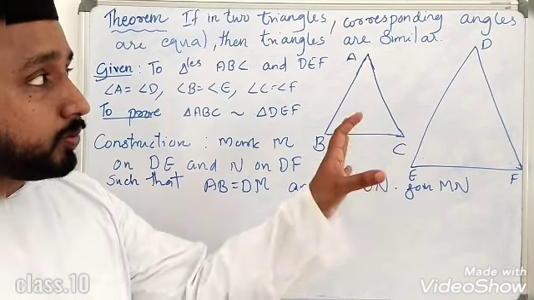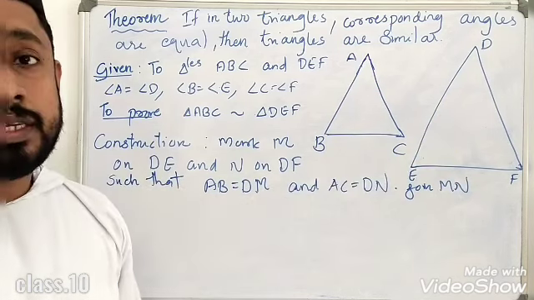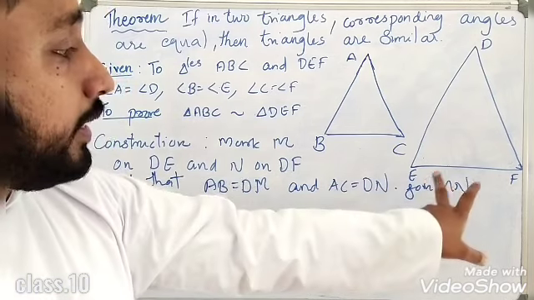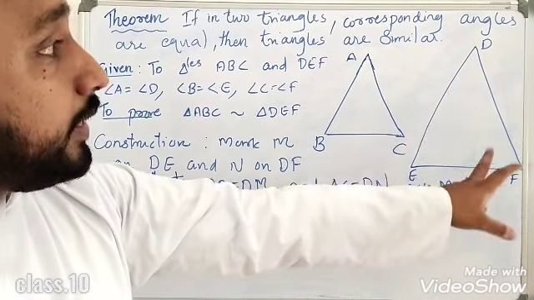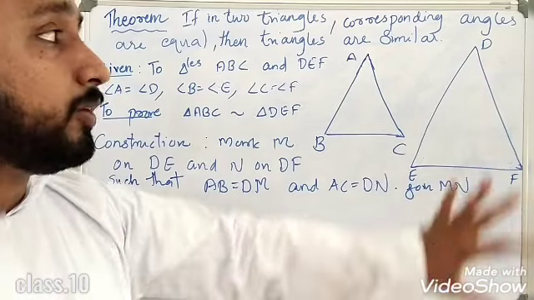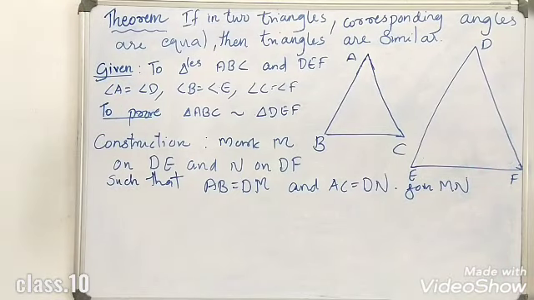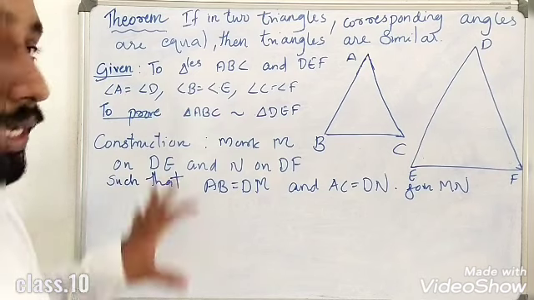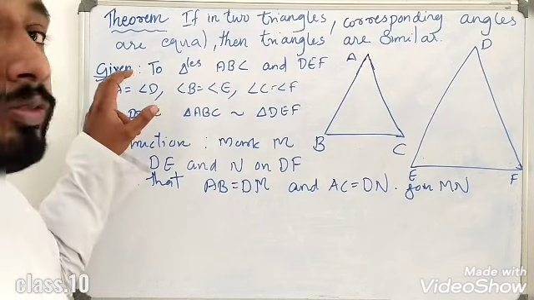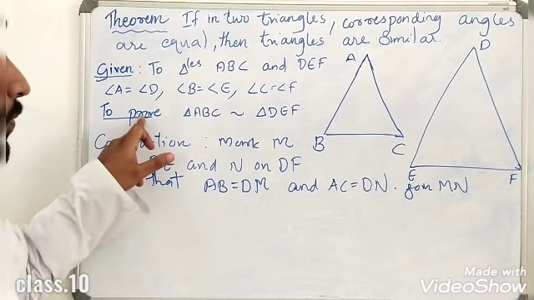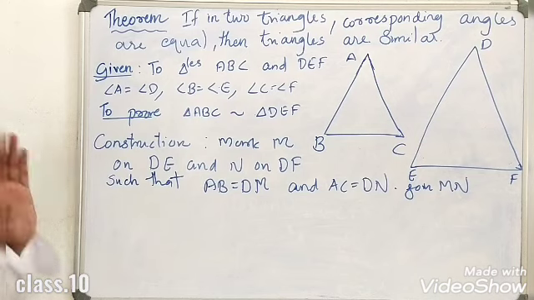So we have to prove that the sides are in the same ratio, that is AB by DE is equal to AC by DF is equal to BC by EF. We have to prove the condition of the sides. It is given that the angles are equal. In a theorem we have some steps. First, you have to write the given things, then what is to be proved, then the construction, then the proof.